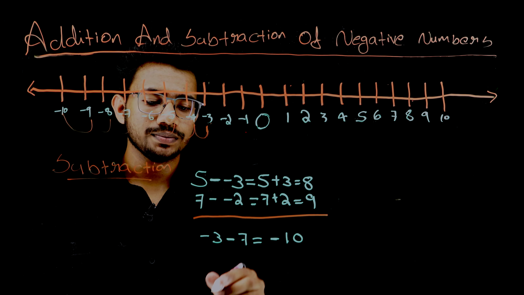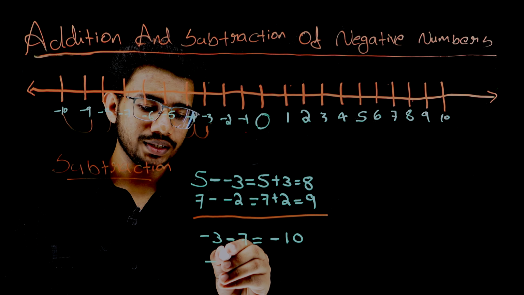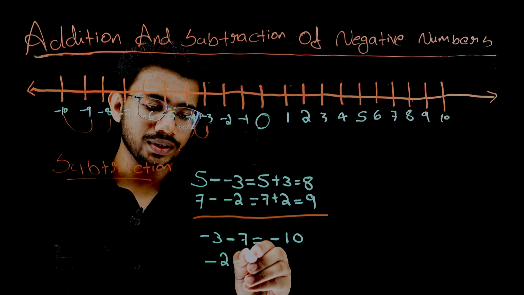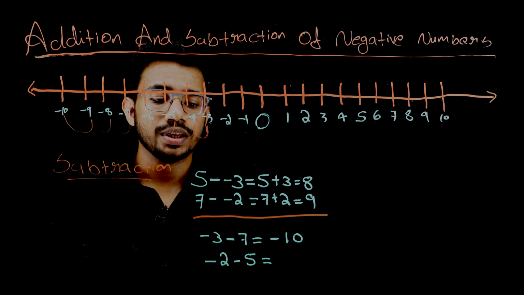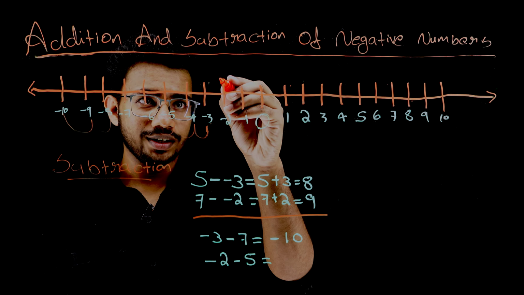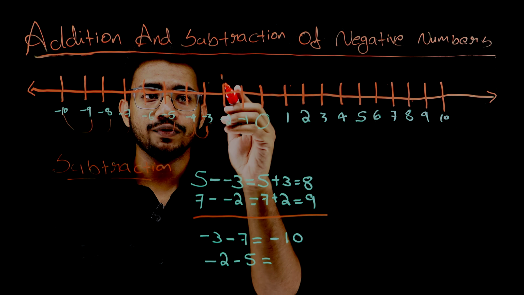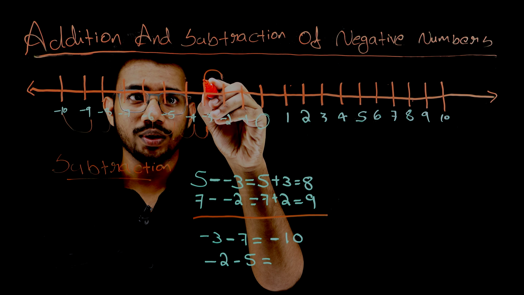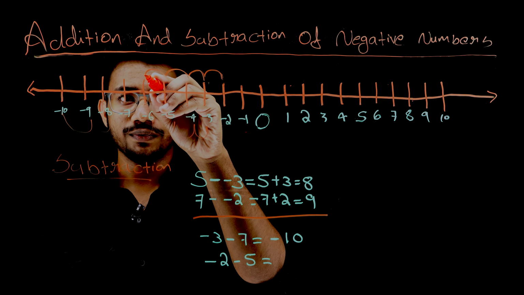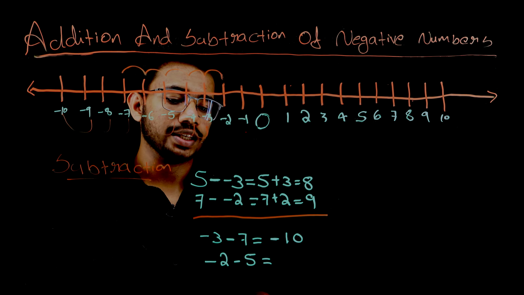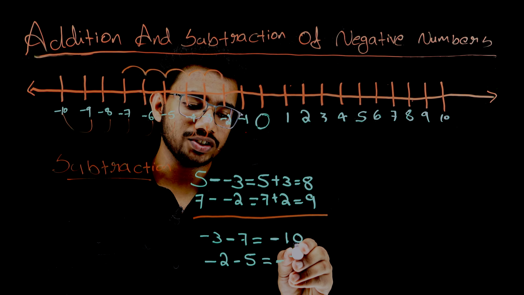One more example. -2 minus 5. That is equal to, I'm standing on -2 and I'm moving towards the left side 5 units since I'm subtracting. 1, 2, 3, 4, 5. That will give me -7 as the answer.